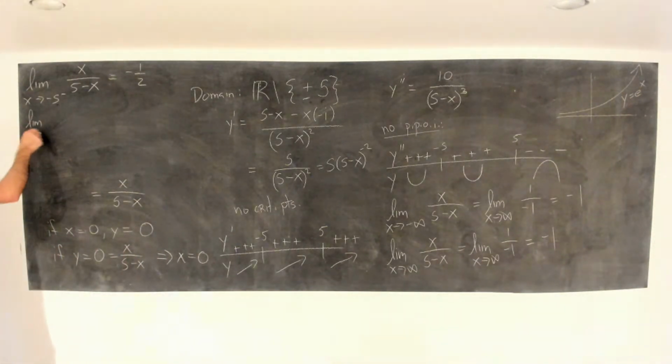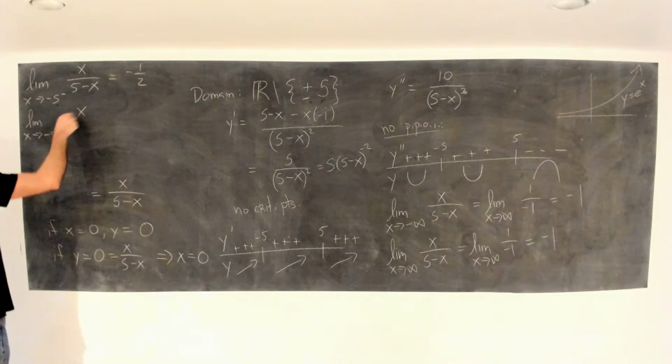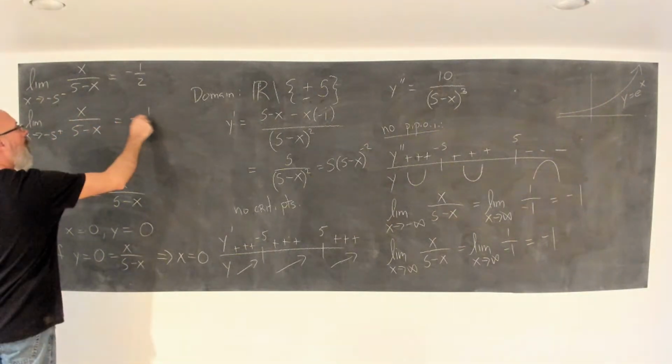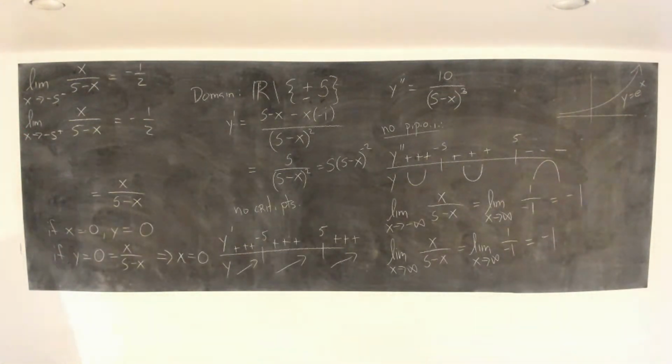Limit as x goes to negative 5 from the right. Same thing. Negative 1/2.